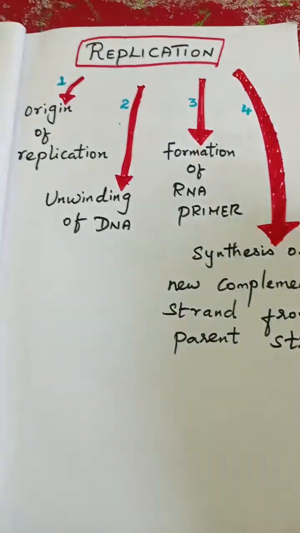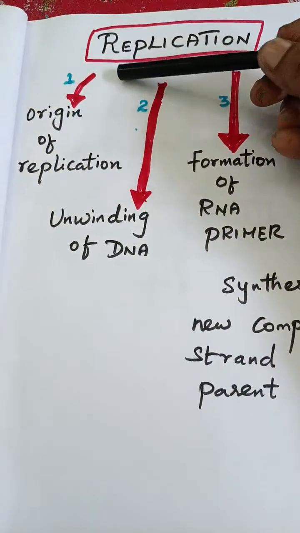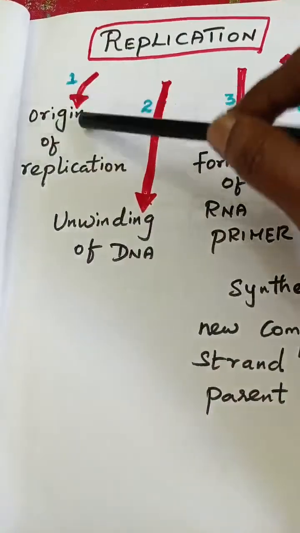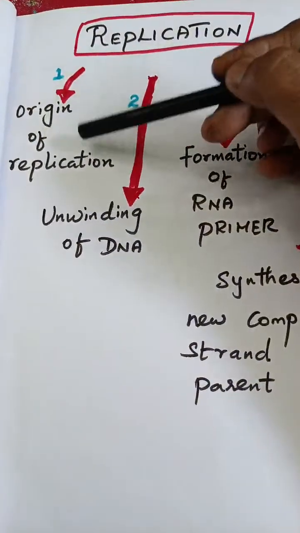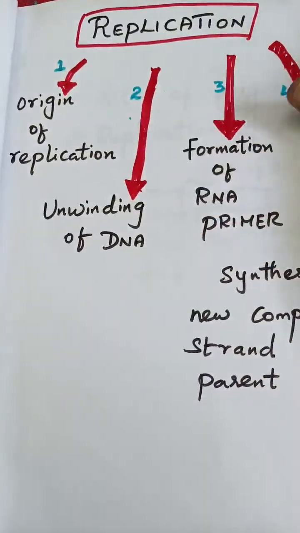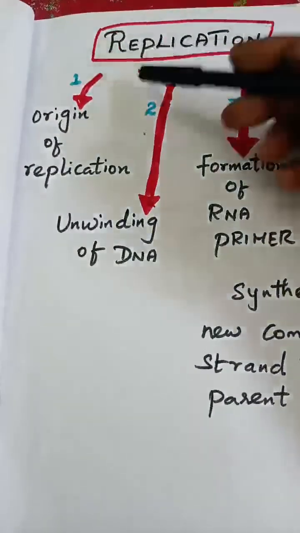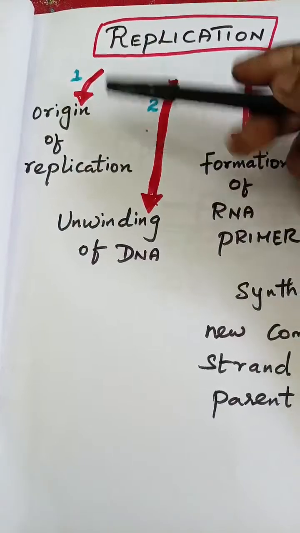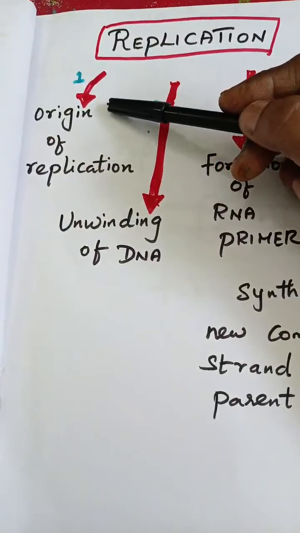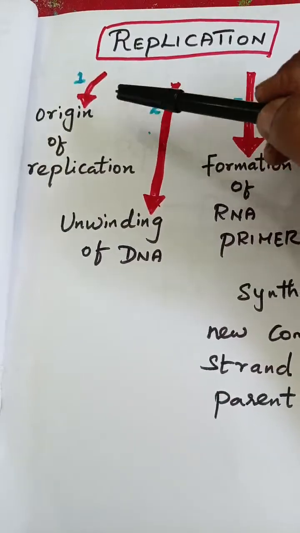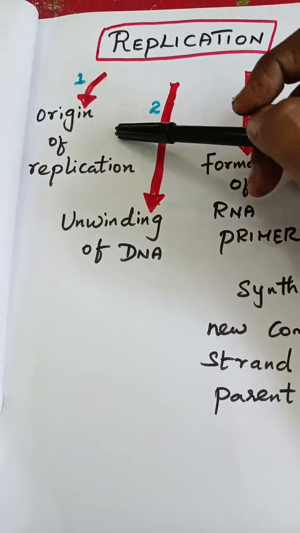So the first step, what the DNA will do is select a specific site where this replication has to occur. Yes, so that is the first thing. That is the origin of replication. So the initial step is to choose the position or the specific point for the replication process.